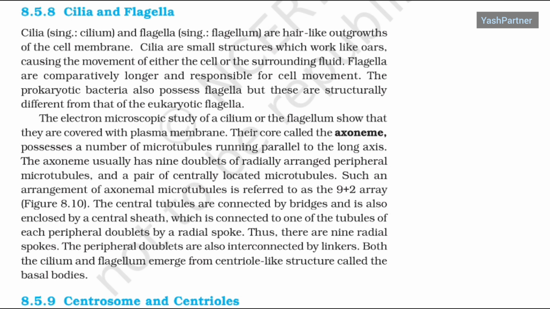Their core, called the axoneme, possesses a number of microtubules running parallel to the long axis. The axoneme usually has 9 doublets of radially arranged peripheral microtubules and a pair of centrally located microtubules. Such an arrangement of axonemal microtubules is referred to as the 9+2 array, figure 8.10. The central tubules are connected by bridges and are also enclosed by a central sheath, which is connected to one of the tubules of each peripheral doublet by a radial spoke. Thus, there are 9 radial spokes. The peripheral doublets are also interconnected by linkers. Both the cilium and flagellum emerge from centriole-like structures called the basal bodies.